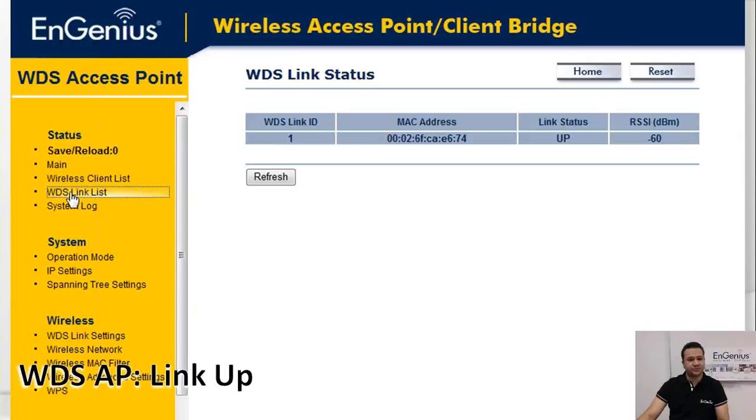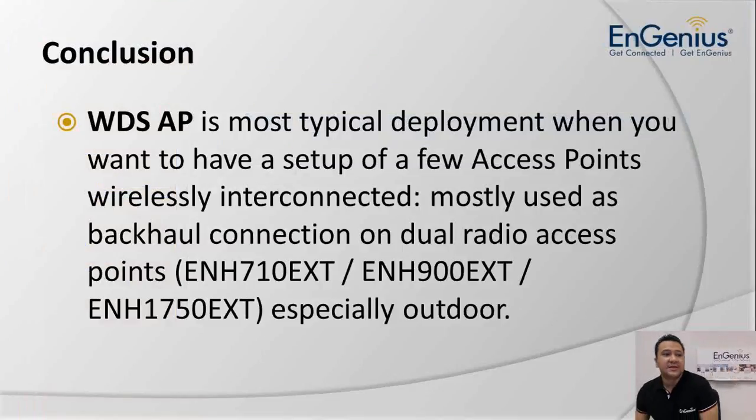So the conclusion here is, if you want to use WDS AP, WDS AP is the most typical deployment when you want to have a setup of a few access points, and you want to have them wirelessly interconnected. So it's mostly used as a backhaul connection on dual radio access points, for instance, the ENH 710 EXT and the ENH 900 EXT and the ENH 1750 EXT.